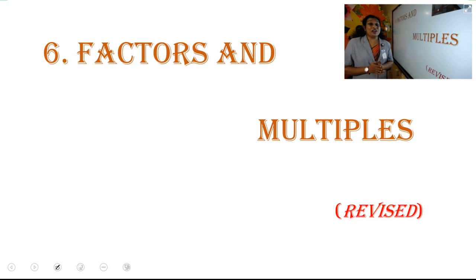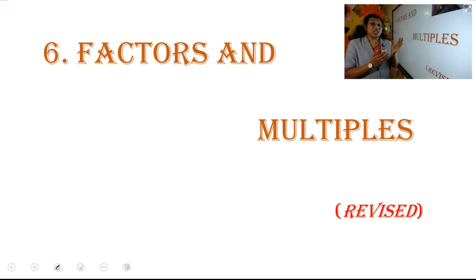So last day you had a class on factors and multiples. I got some feedback that you are confused between factors and multiples. So I am taking that class once more. You know what a multiple is, isn't it? Nothing else than our multiplication table.